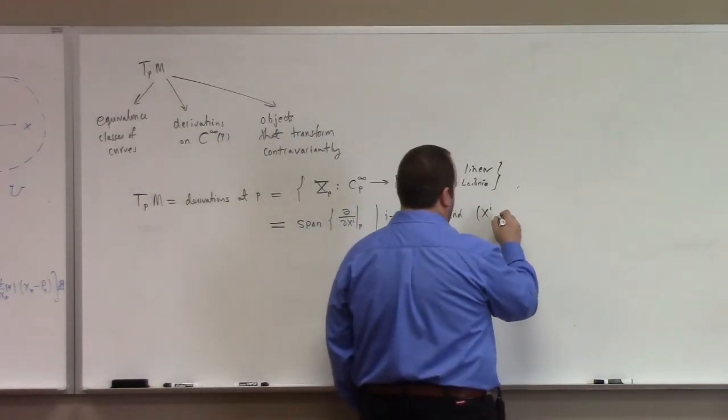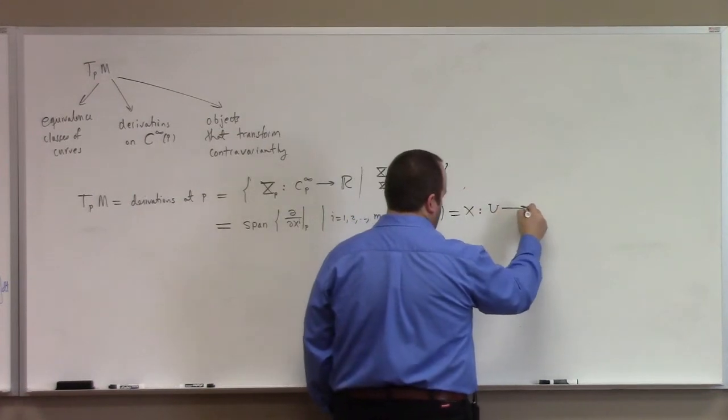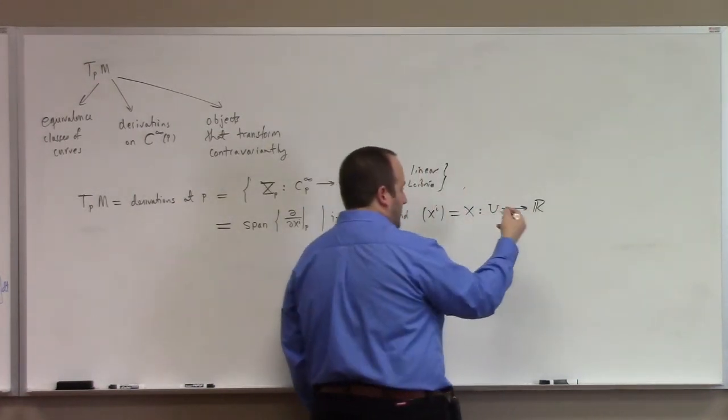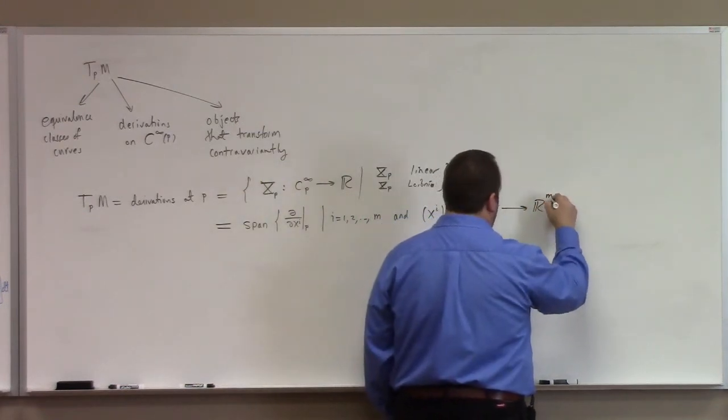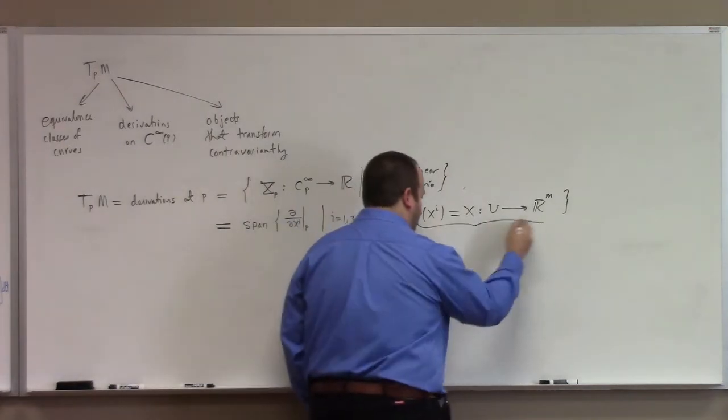Anyway, so this we might just call x. It's the bijection from this chart domain in the manifold to R^m, like that. I'm assuming that this is a coordinate chart.